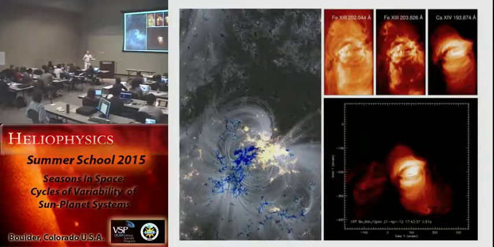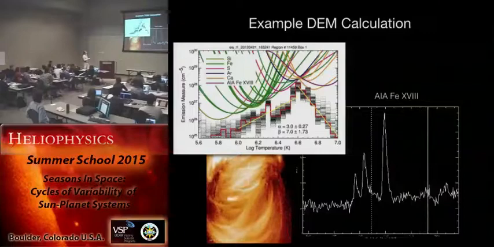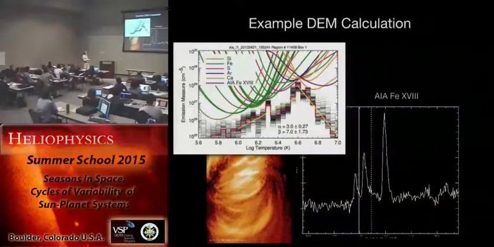And we can do things like calculate the emission measure in an active region. We can take all the spectra here, and this is the emission measure, this is temperature, and just focus on this red line. If we take all of these emission lines and try to synthesize or invert the emission measure distribution, we get something like this, right?